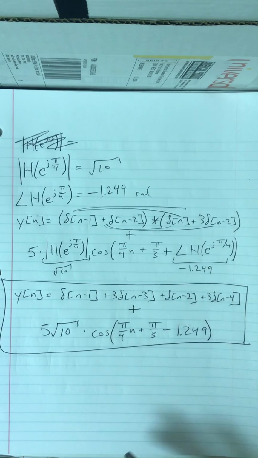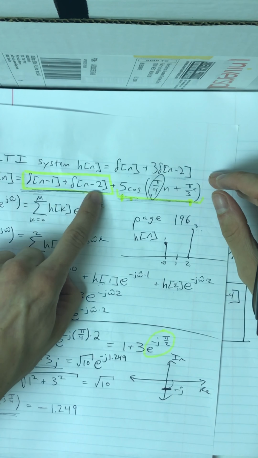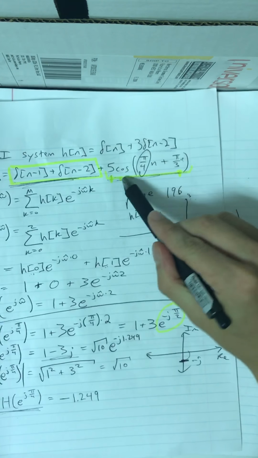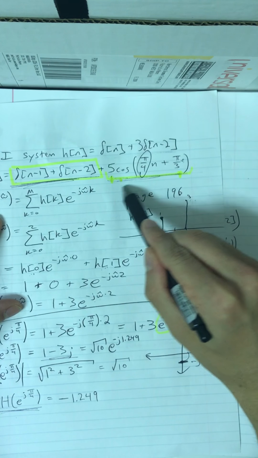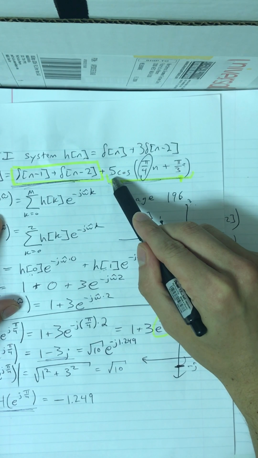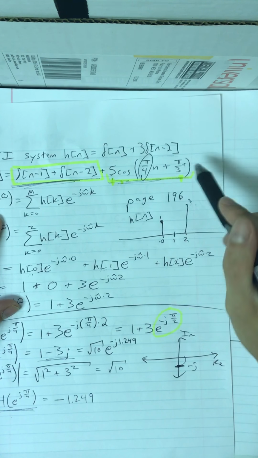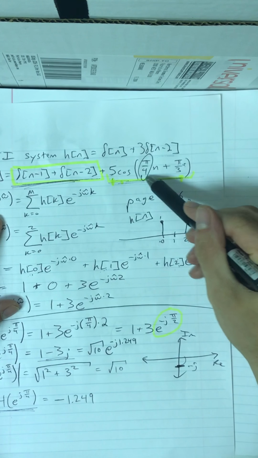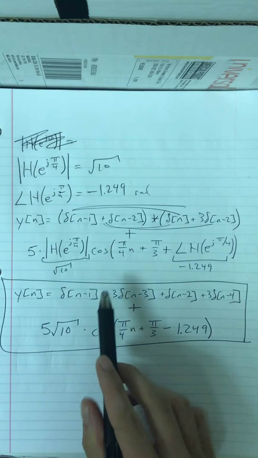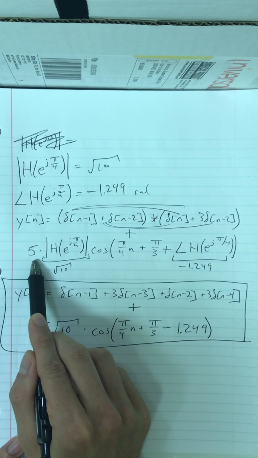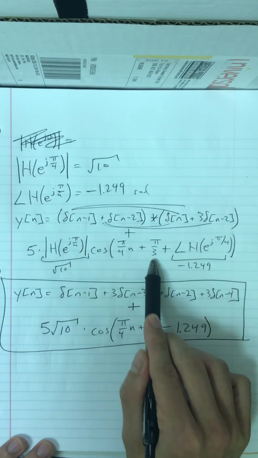So in summary, the key point to take away is you can send this part through this system, get the output, this part through the system, get the output, add the outputs, okay? When you send a sinusoid through, the amplitude is multiplied by the magnitude response evaluated at that frequency, and you add the phase response evaluated at that frequency to the phase, okay? And that's what you can see. Magnitude response times the amplitude, phase response plus the phase.